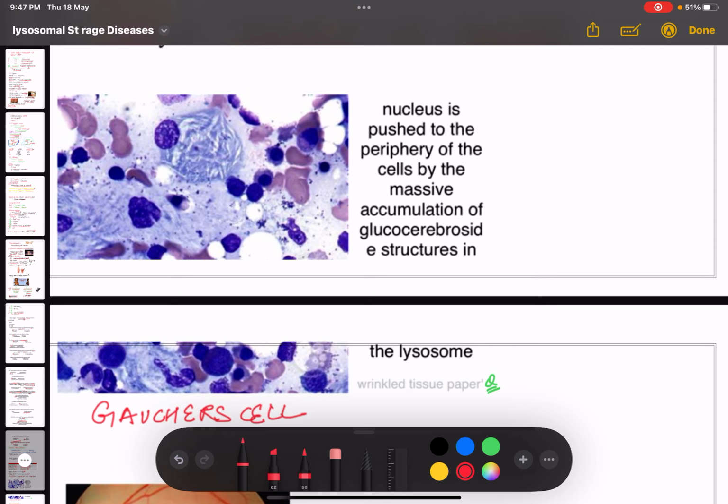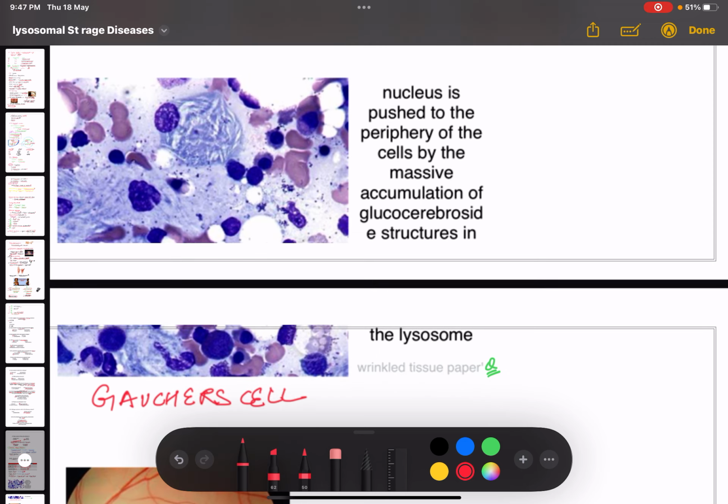See guys, in Gaucher's disease, you can see the nucleus is pushed to the periphery of the cells by the massive accumulation of glucocerebroside structures in the lysosomes. The glucocerebrosides are accumulated inside the cell and the nucleus is pushed aside. This appearance is known as wrinkled tissue paper, and this is the Gaucher cell which you can see here.